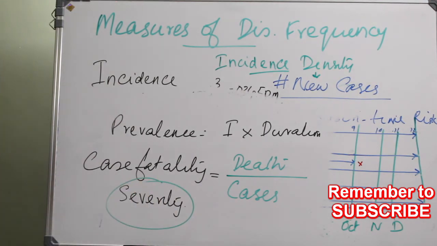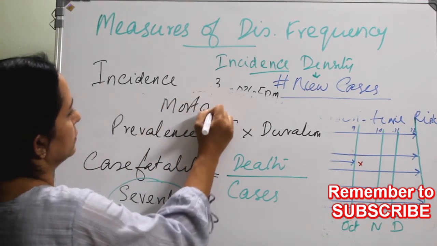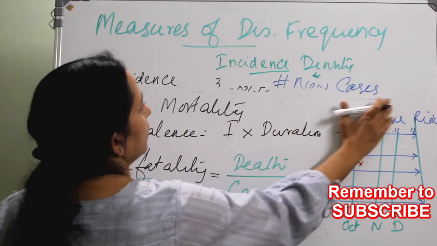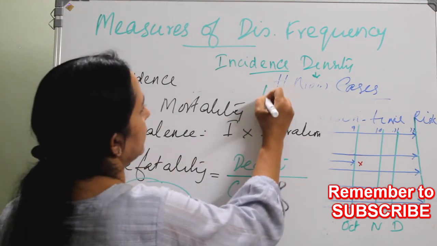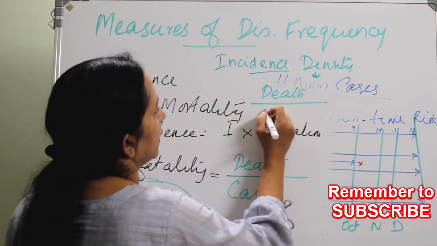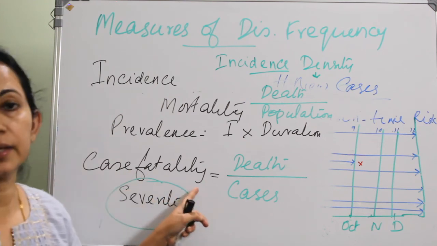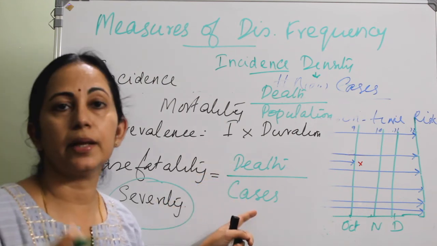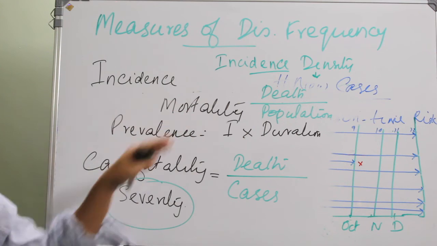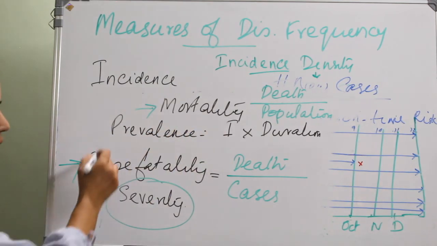And one more thing is the mortality rate. Mortality shows the burden of disease in a particular population, and in that case it is death divided by population. Mortality shows the burden of the disease, and case fatality shows the severity of the case, that is the death due to a particular disease divided by the number of cases prevalent at the particular time. So you should know this mortality and the case fatality, and also the relation between prevalence and incidence.